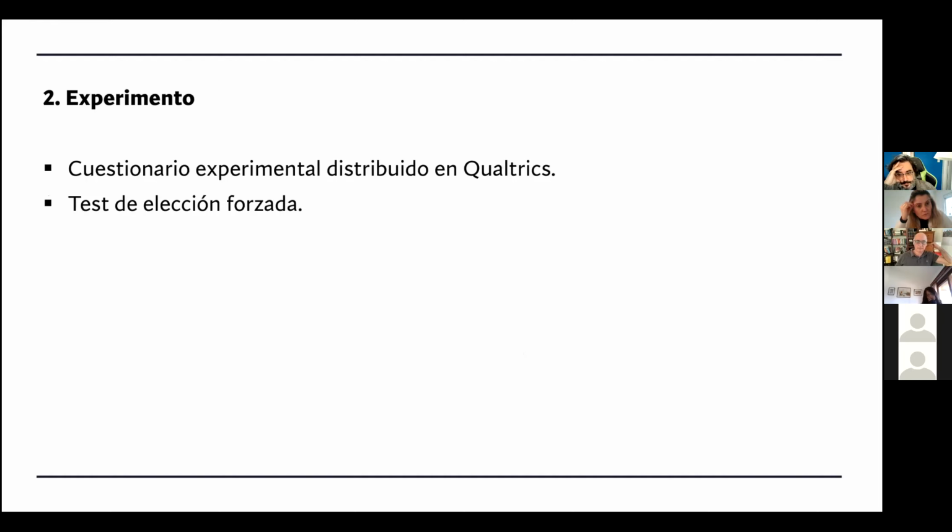Entonces, lo que hicimos fue un cuestionario experimental distribuido en Qualtrics. La tarea fue un test de elección forzada.